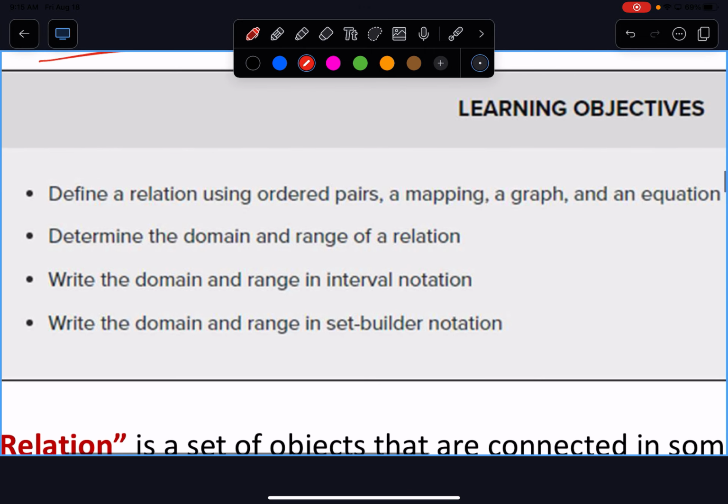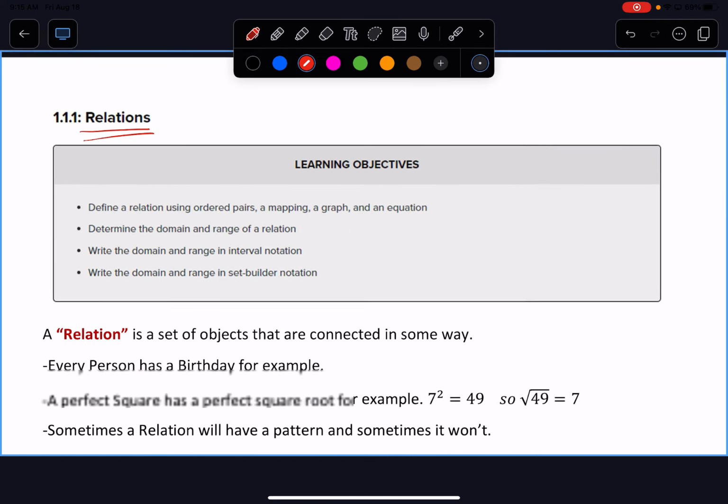Do you guys ever read the learning objectives your teachers put on the board? No. Not really. Okay, well, let me just tell you this so you can rest assured it's not going to be super hard. We're going to review domain and range, and that's pretty much it for 1.1.